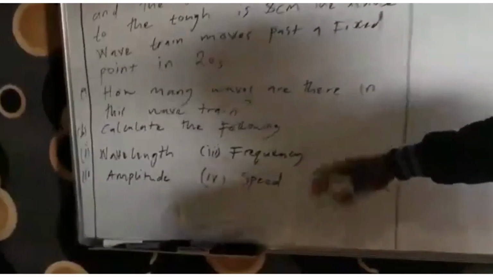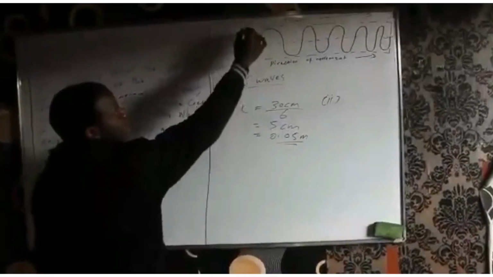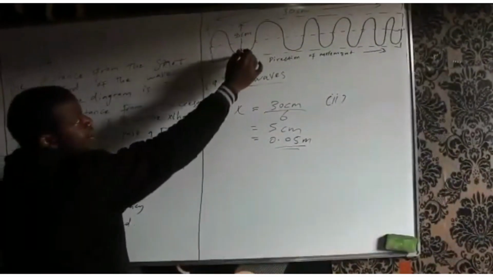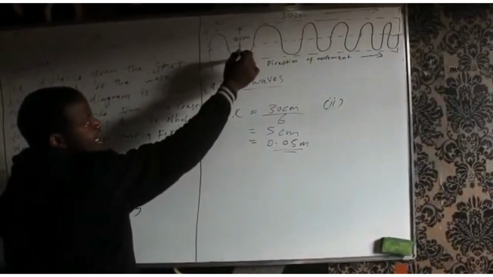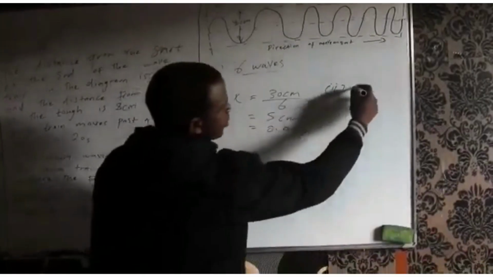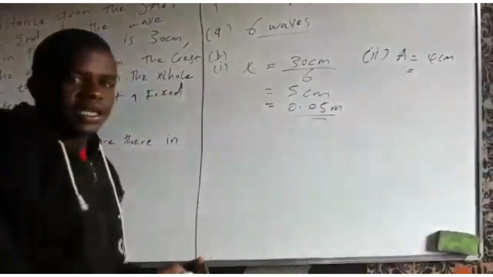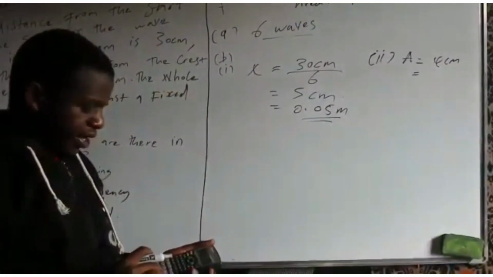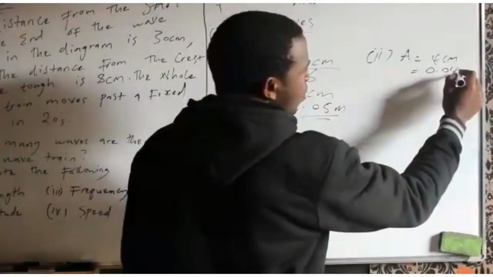Let us proceed. Let us look at Roman numeral 2, which is the amplitude. I'm supposed to calculate the amplitude. So the amplitude is the distance from here to here. I know that the distance from the trough to the crest is 8 centimeters. So this means the distance from here to here is 4 centimeters. So amplitude is 4 centimeters. And I know that amplitude is measured in meters, so I'll divide 4 by 100. That's giving me 0.04 meters.